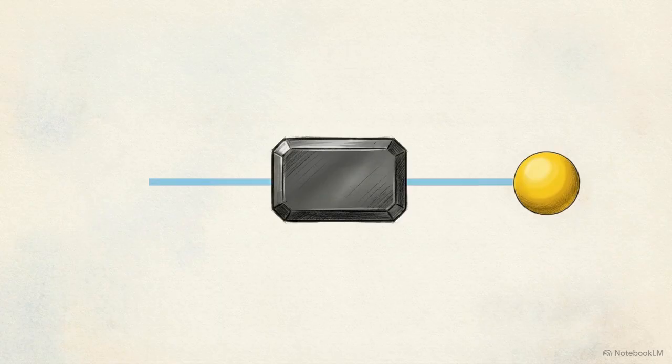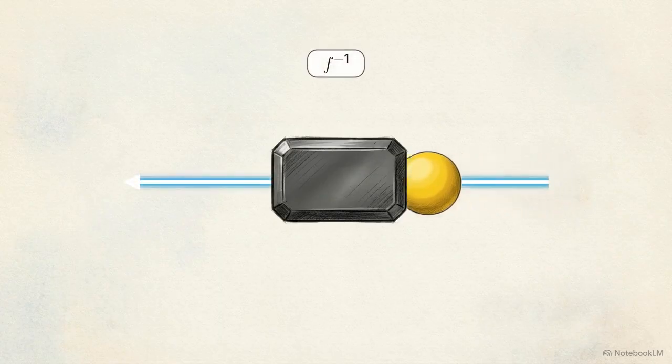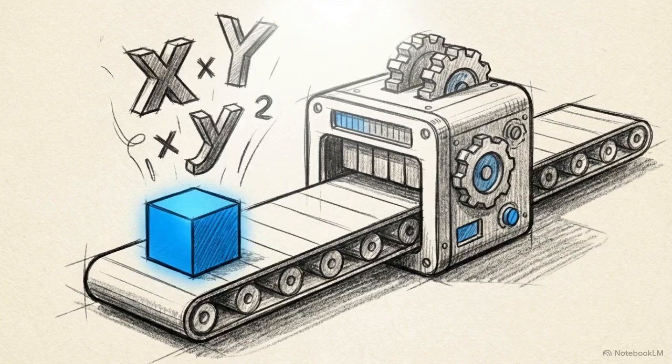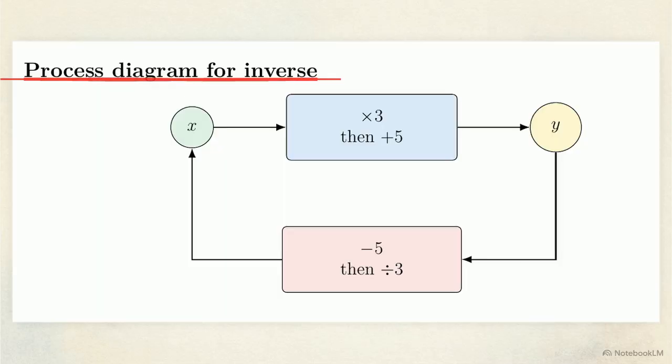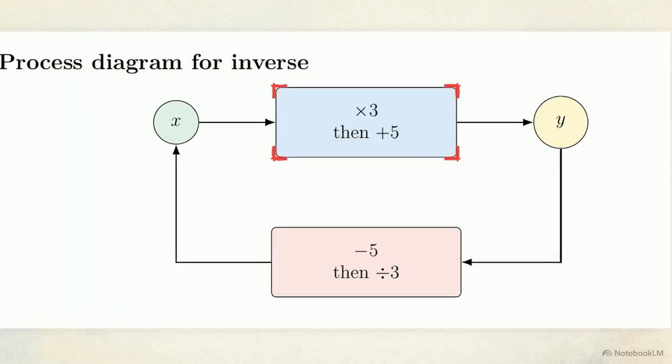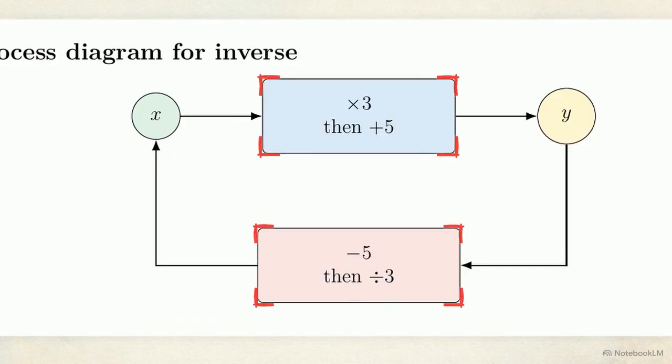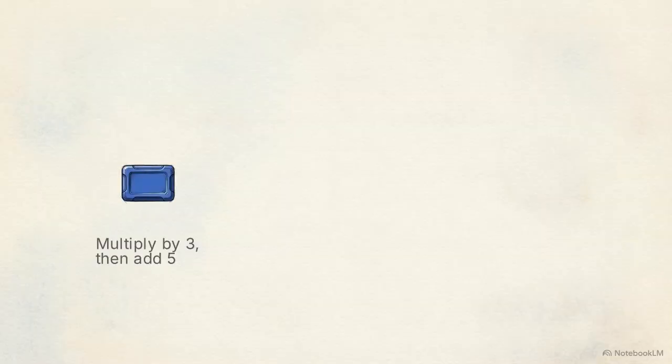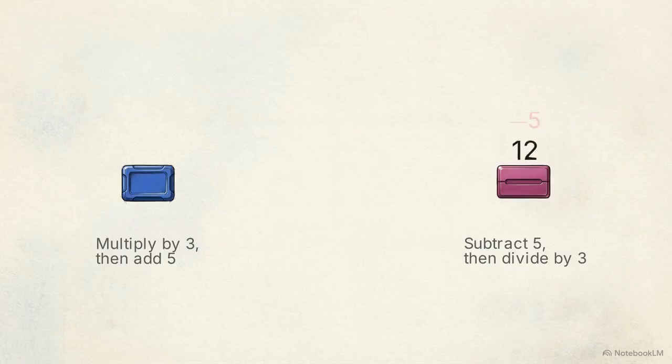Because a function is perfectly reliable, we can often run the machine backward. If we know the final output, we can reverse the steps to find our starting material. This diagram shows what we call an inverse function, which simply undoes the original work. Our first rule multiplied by 3 and added 5. The inverse subtracts 5, then divides by 3. If our original machine took a 4 and turned it into a 17, we can take that 17, subtract 5 to get 12, divide by 3, and get our starting 4 right back.